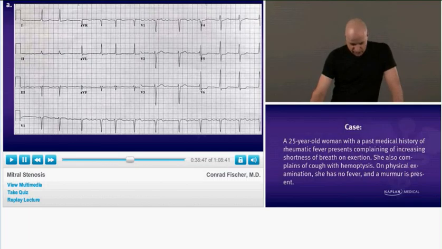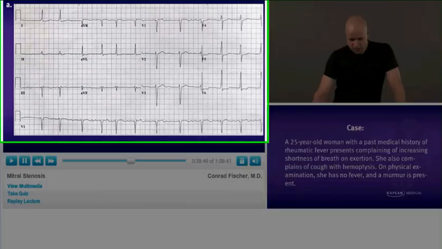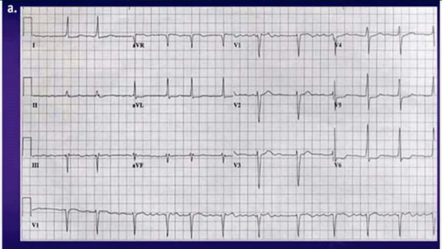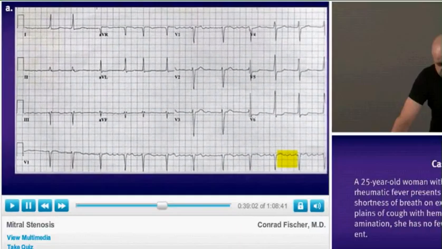Choice A. With choice A here, what do you see? Do you see P waves? I don't see P waves. What you see is fibrillatory waves.